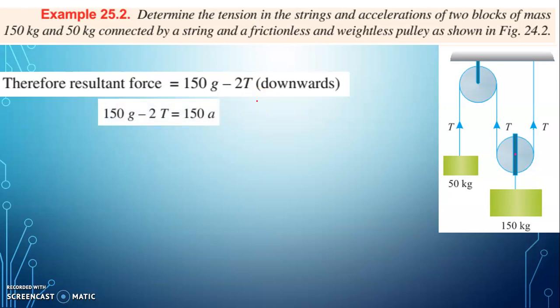Then we consider the next body, 50. Suppose 150 is moved 1 meter downward. How many meters will 50 move upward?